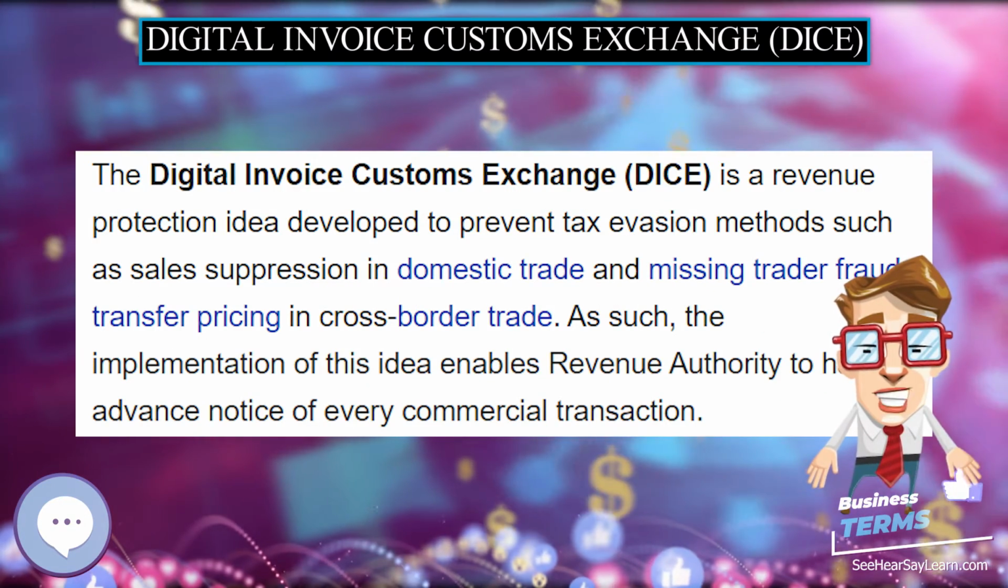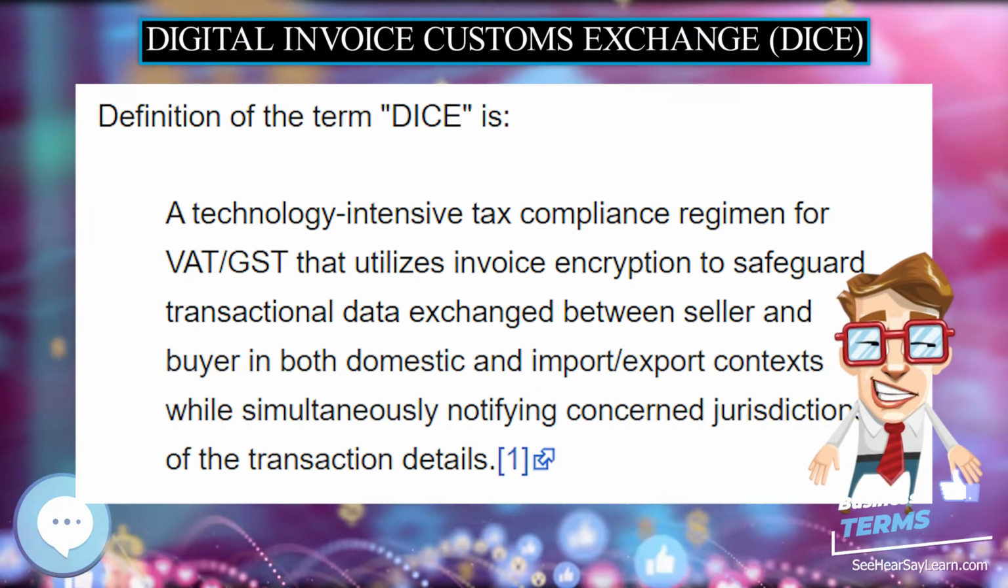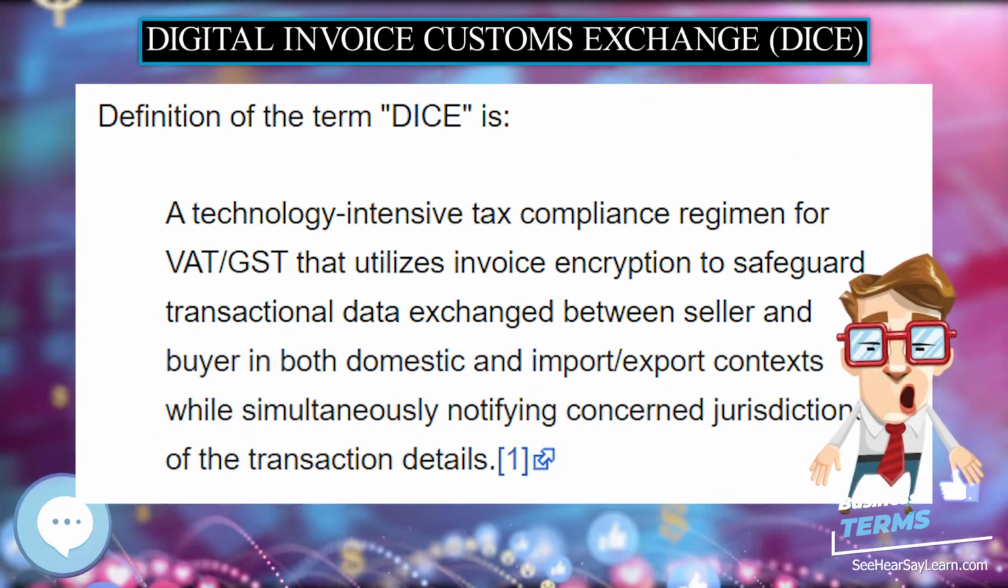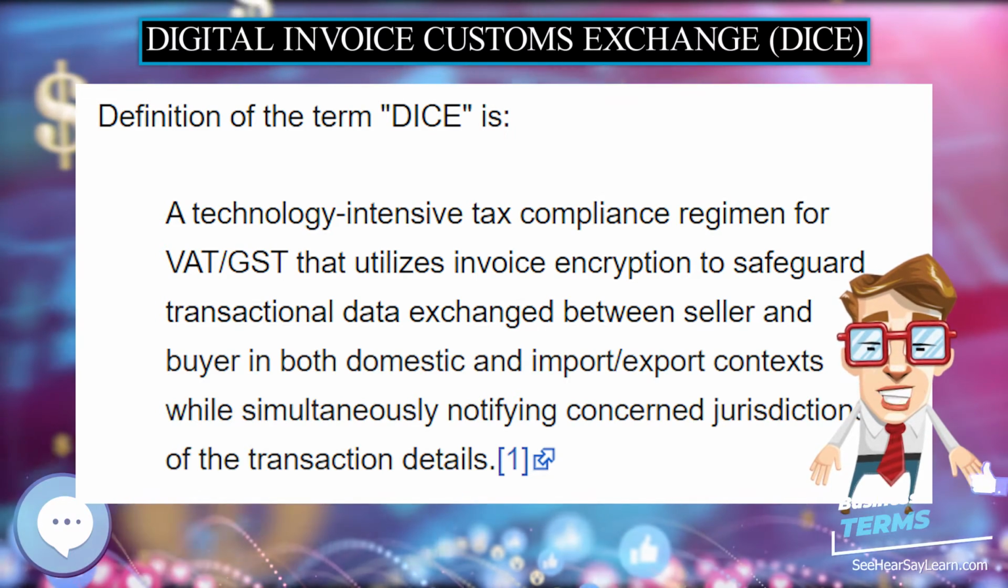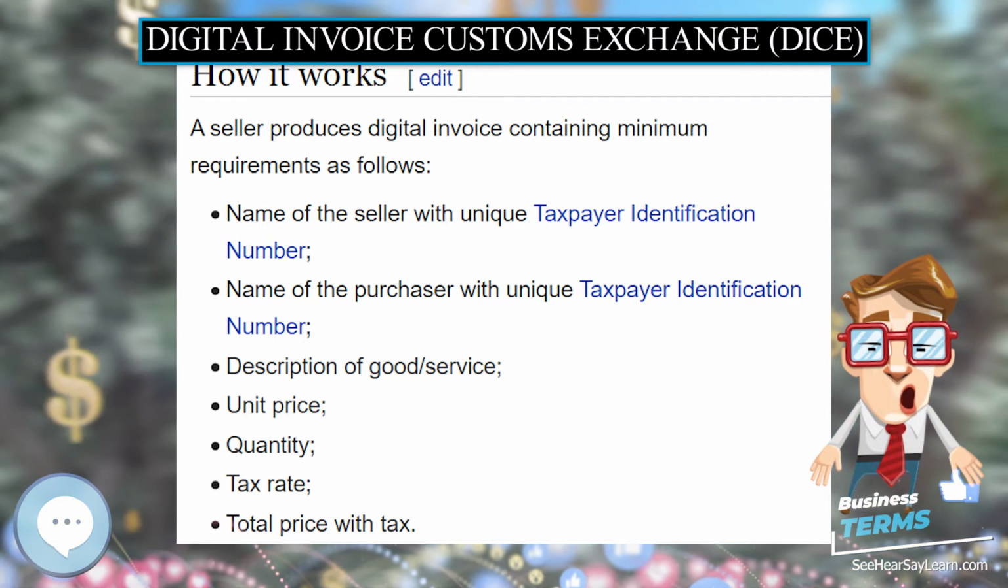Seller will include electronic signature received in return to finalize invoice before dispatching it to customer, who may verify the content of the invoice at any time by checking the signature using Revenue Authority's or DICE's web portal.